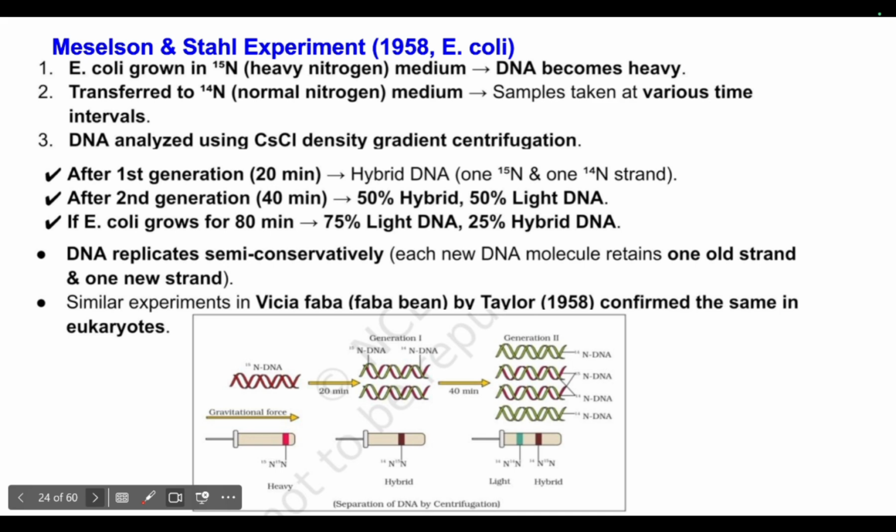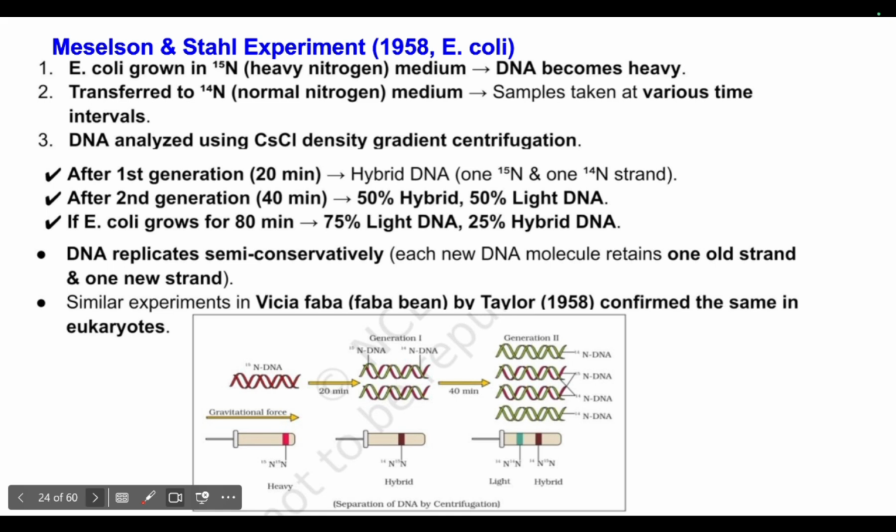The experimental proof of semi-conservative replication was given by Meselson and Stahl. They proved it using a very important experiment, in which they used the N15 heavy isotope. N15 is not a radioactive isotope, mind it. It is a heavy isotope, meaning its mass is high, and because of the presence of N15 the DNA becomes heavy. So N15 will be heavier, and N14, which is the normal nitrogen, will be lighter. In this experiment DNA was analyzed using CsCl density gradient centrifugation.